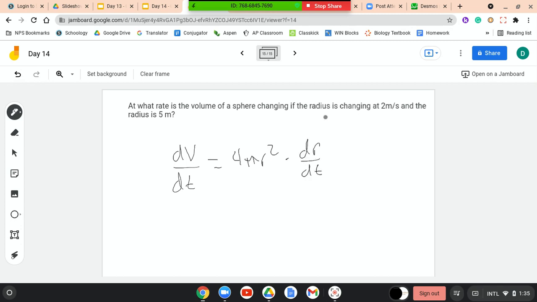It equals 4 pi r squared times dr over dt. And the problem tells us the radius is changing at 2 meters per second, so dr dt is 2. It also tells us the radius is 5 meters, so we can replace the radius with 5. Now we no longer have any variables in it. So our answer is going to be 4 pi times 25 times 2, and this will tell us the rate at which volume is changing.